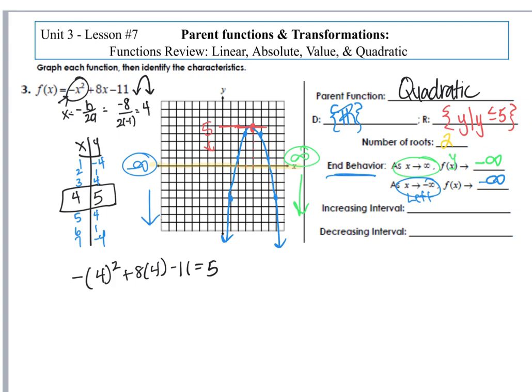Okay, now for our last piece of this, we have increasing interval and decreasing interval.